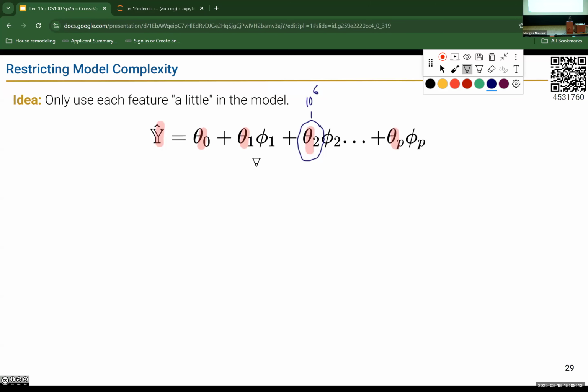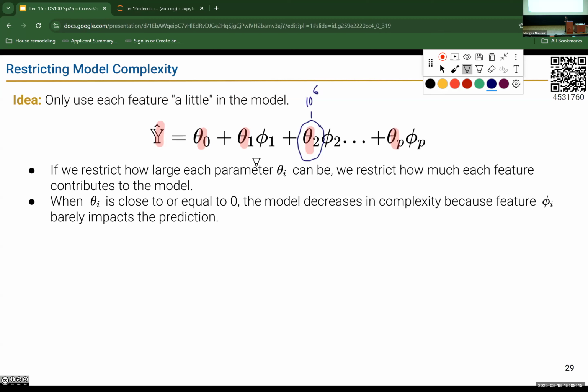So the way that we're actually going to do it is that let's assume that I have a limited budget. So there's a budget for the model, and that budget is the model variance. So I would say that I can tolerate this amount of variance in my model.